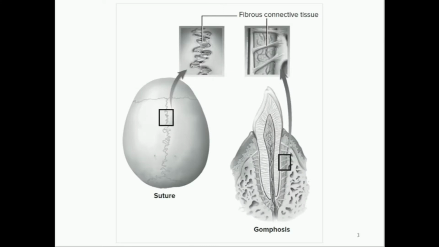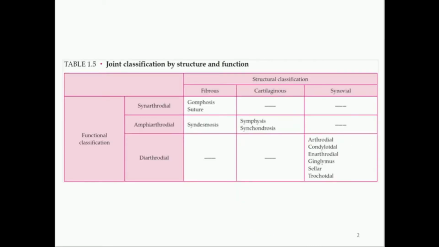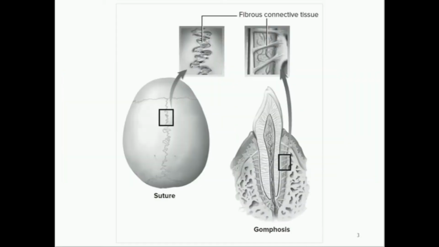Another example of this are gomphoses. Gomphoses are basically, for all intents and purposes, joints that hold your teeth into your gums. Okay, again, they're held with fibrous connective tissue. All right, and those have no movement. The only way you could possibly move these is if you get your tooth knocked out by a punch.